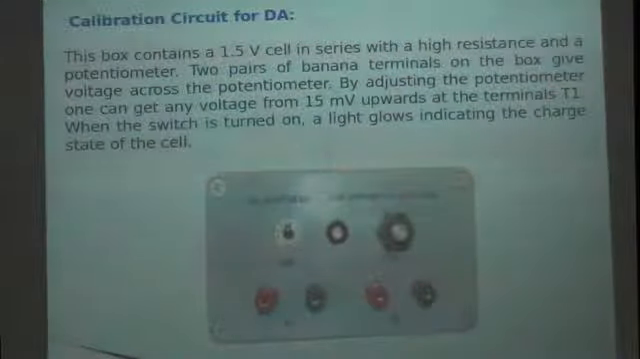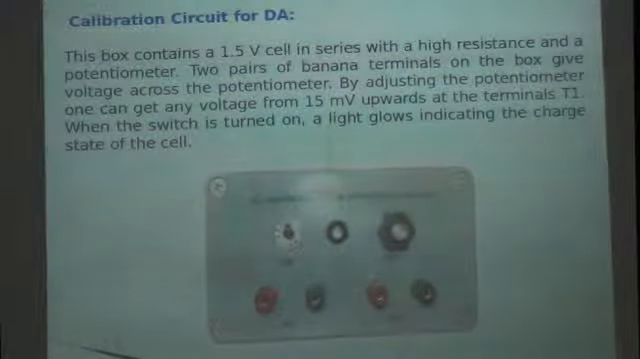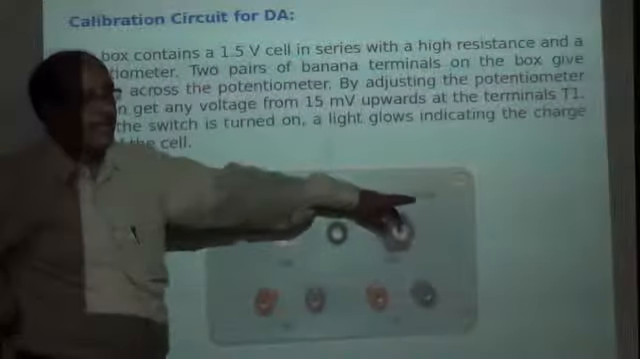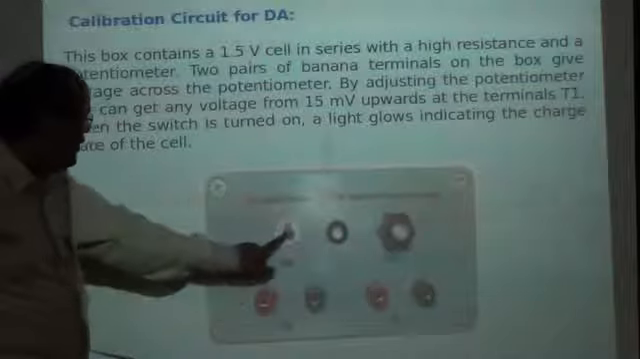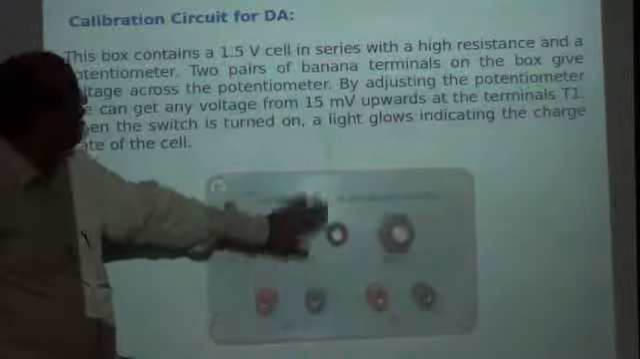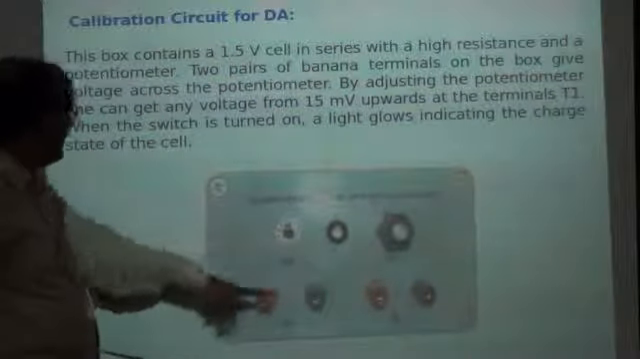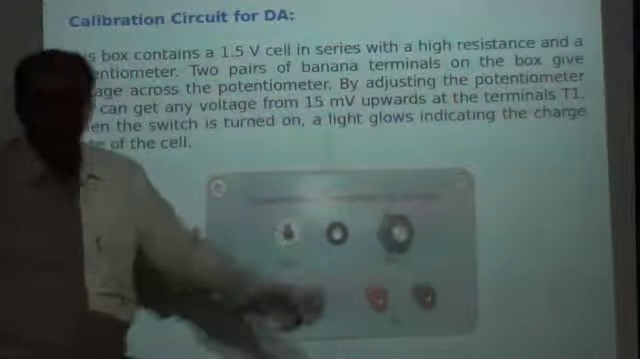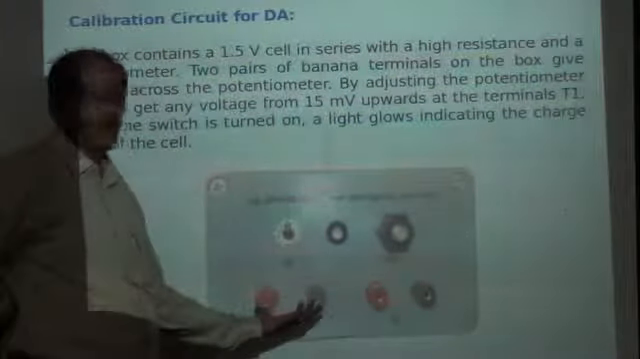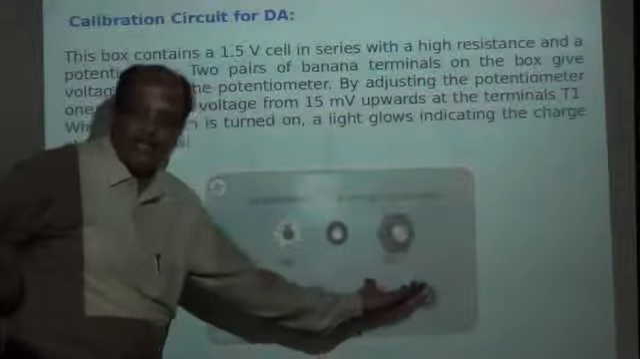Now suppose you want to check whether the amplification factor of the DC differential amplifier is really 10 or 100 or not. There is a calibration box that is also provided, you will find it in the lab. It is a calibration circuit for the DC differential amplifier. We have an on-off switch, and a 1.5 volt battery inside this. It is in series with a high resistance and a potentiometer. It is a pot. You can vary it, so by varying this you can have some voltage here. You can have some voltage here also.